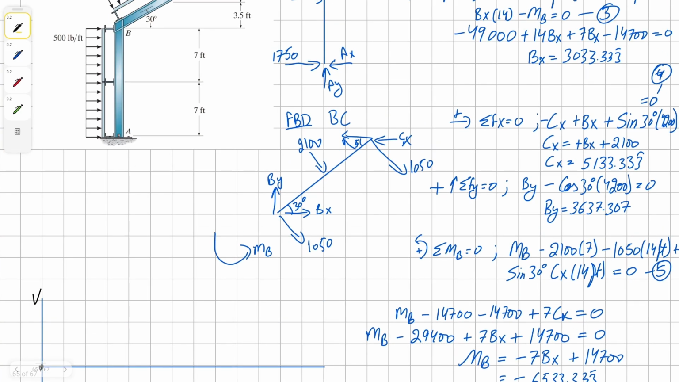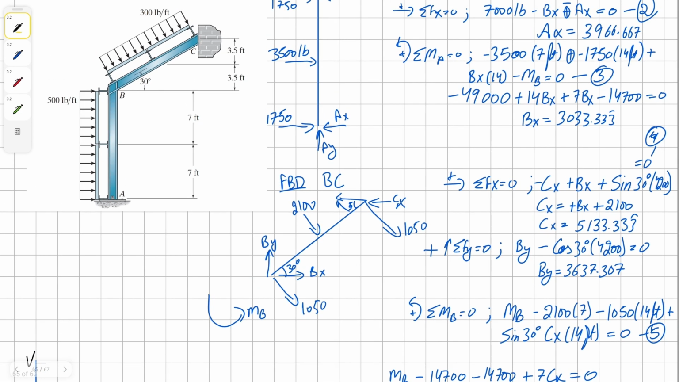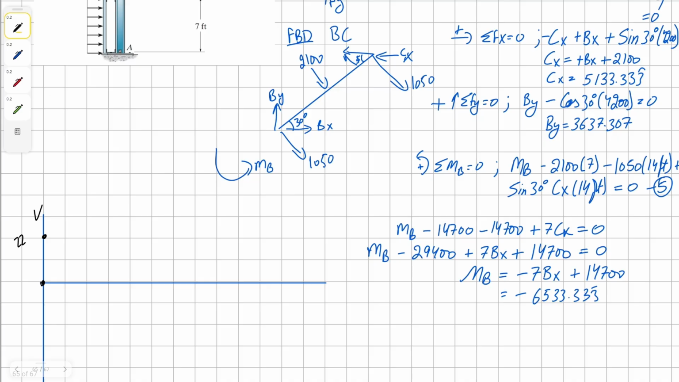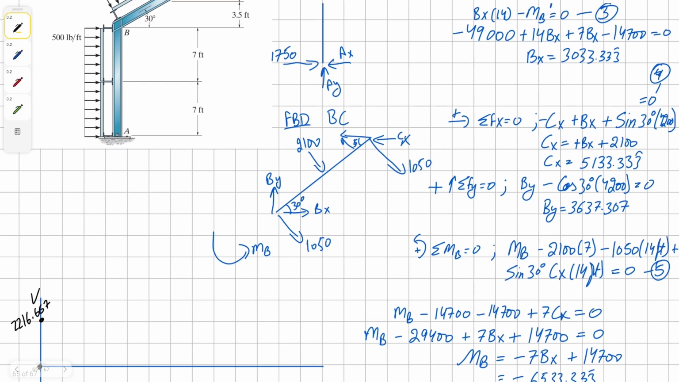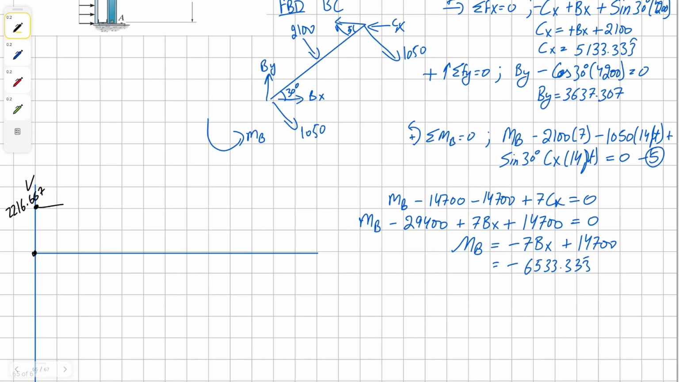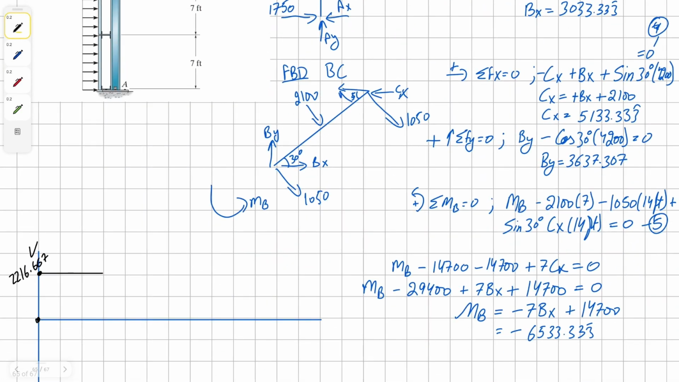Our shear diagram starts with the value of Ax, take away 1750. In this case, we already have the value of Ax as 3966.667. Take away 1750. This means we're going to begin our journey for shear at mark of 2216.667. From there, nothing's going to happen for 7 feet. Then we're going to get bumped down by 3,500 pounds, which will bring us down to negative 1283.333.